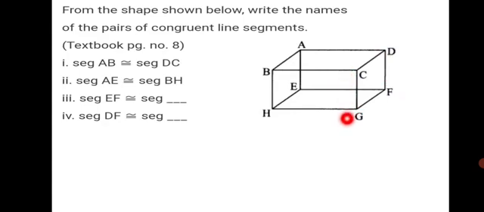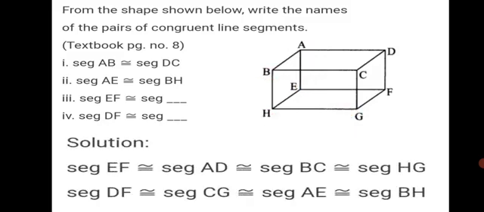But is DF congruent only to CG? There are two more sides to which seg DF is congruent. Yes, seg AE and seg BH. So let's see the solution. Seg EF, which we have to write congruent. So I mentioned to you earlier, seg EF is congruent to seg HG or AD. So you can take any one to write in your textbook. AD or BC or seg HG. Since all four are congruent. It's shown here in the solution.